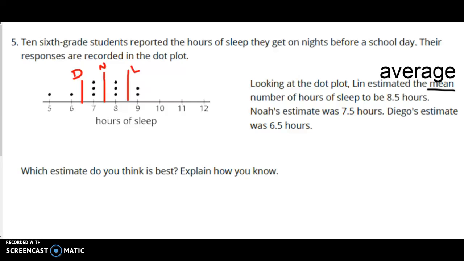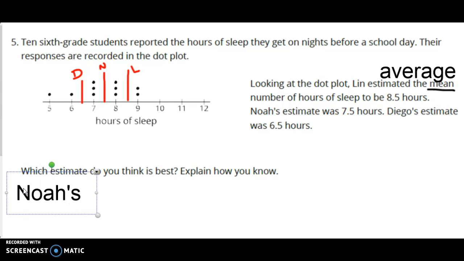So let's review your estimates. When I look at these three lines, what I notice right away is that both Diego and Lynn's lines are far from the middle of the data set. And typically the mean or the average is near the middle in an arrangement of a dot plot, because I'm looking for about half of my dots to be below my line and about half of my dots to be above my line. So the best estimate is Noah's.